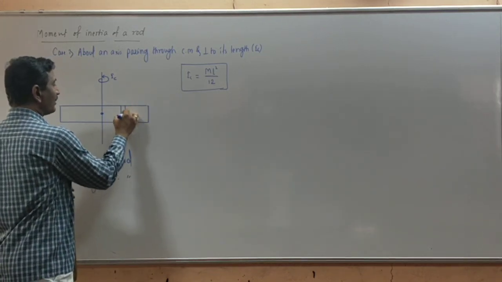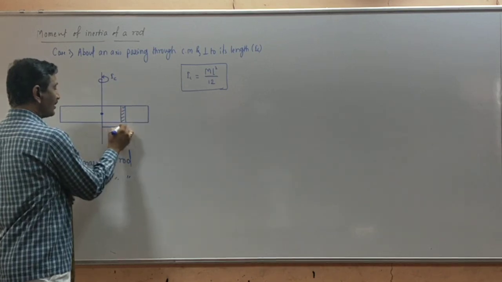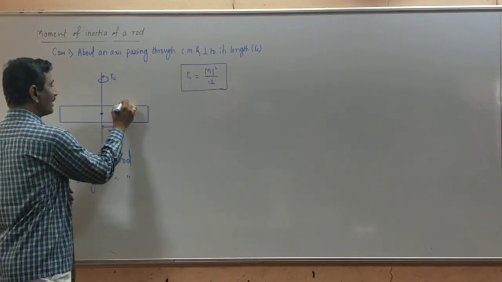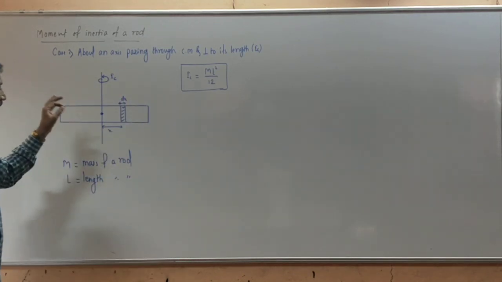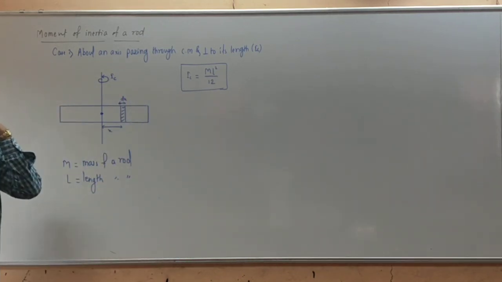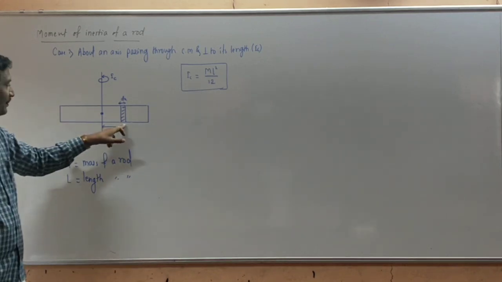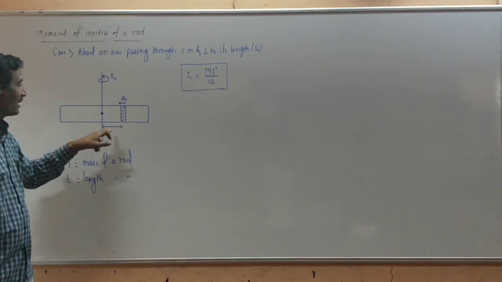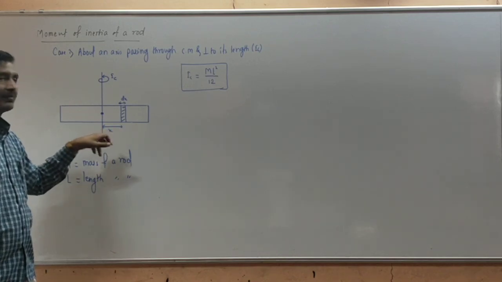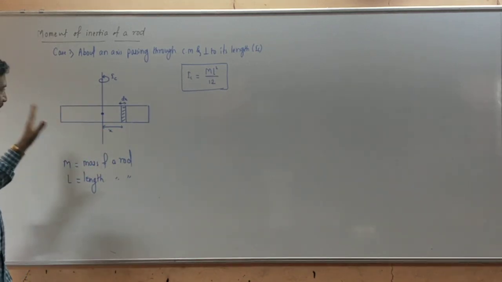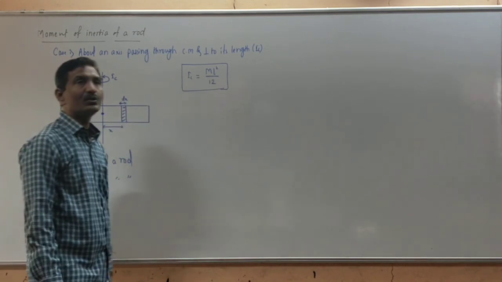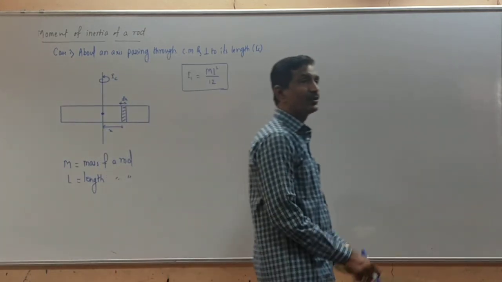Consider one such element, at a distance x, with thickness dx. From the linear density, that is mass per unit length, we find the mass of this element. Then apply our definition: the product of the mass and the square of the distance is the moment of inertia. Integrate it. That integration gives us IC equal to ml square by 12.